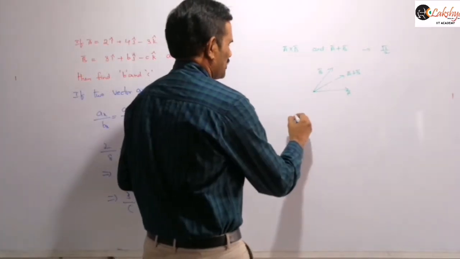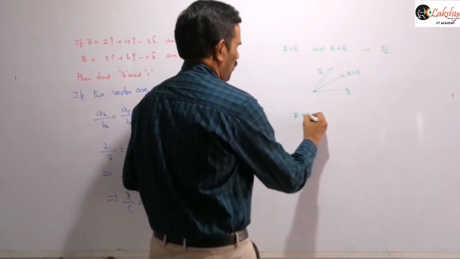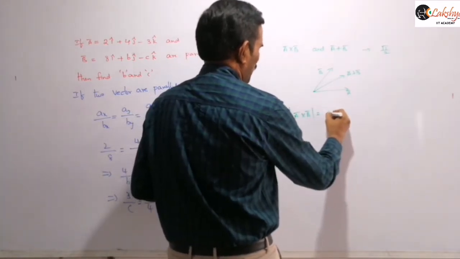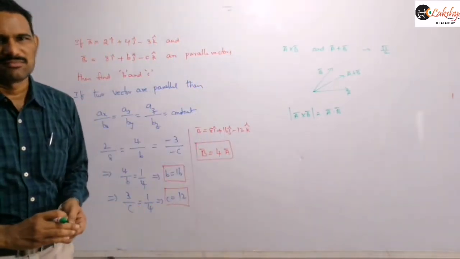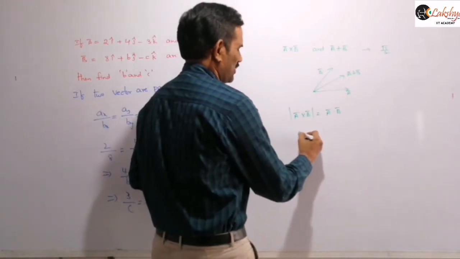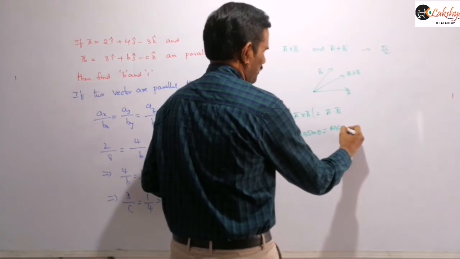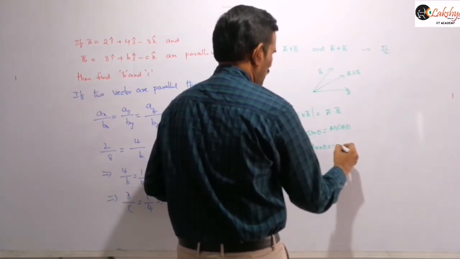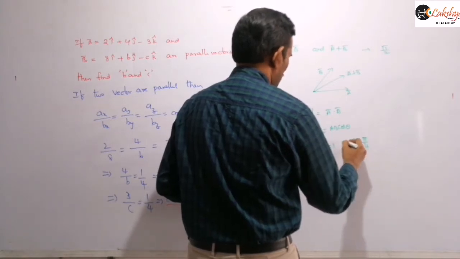Or otherwise, sometimes the questions will be like: if mod of A bar cross B bar is equal to A bar dot B bar, then what is the angle between them? You can just use this formula here. This value is AB sin theta and this is AB cos theta. From this we can write tan theta is equal to 1, which implies that theta is pi by 4, 45 degrees, you can answer here.